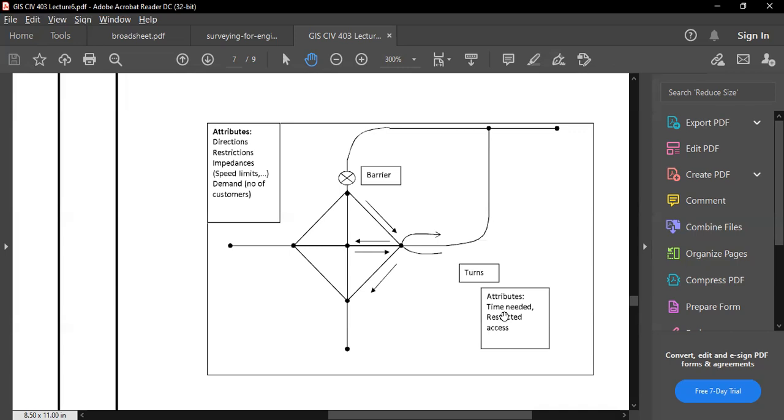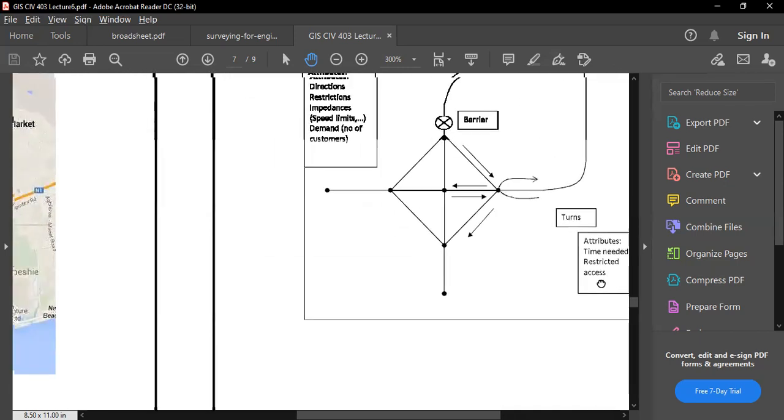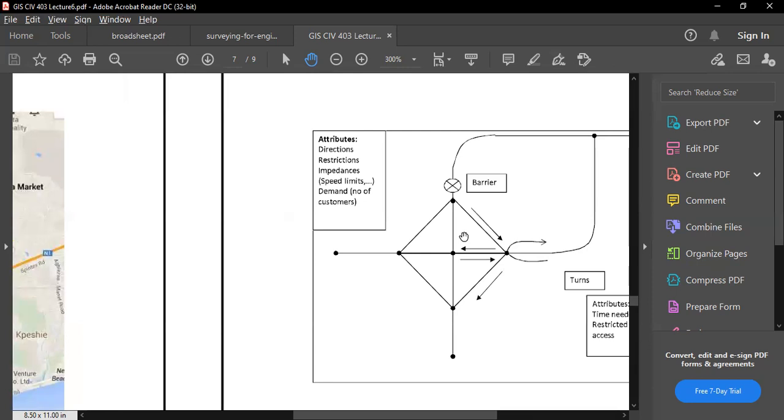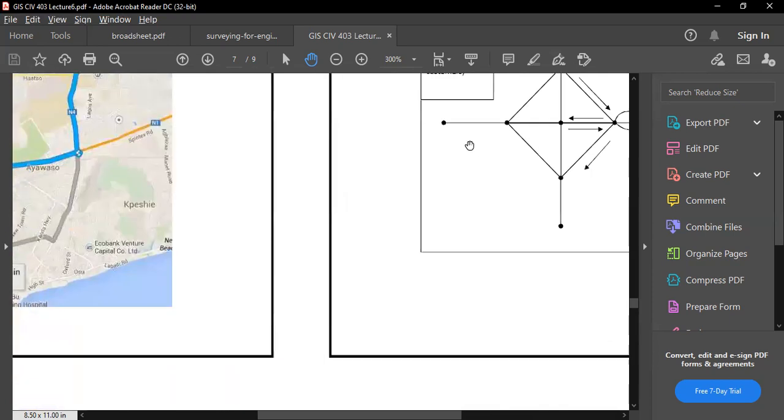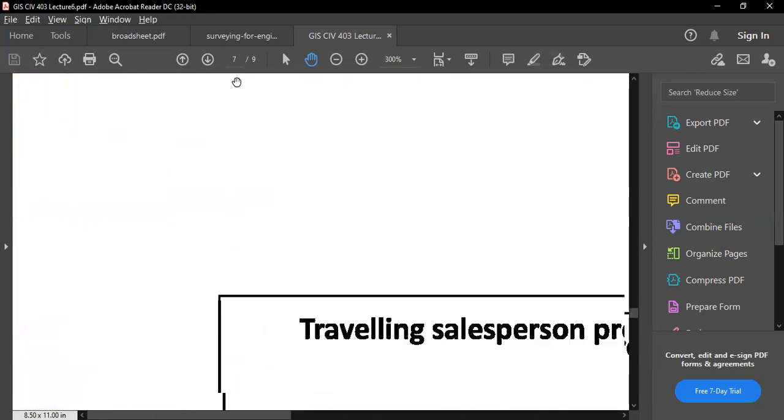If you're supposed to represent the connections, know that when the lecturer, your professor, is talking about connectivity, it is topology. There's nothing else in GIS where someone will talk about connecting the roads. Once the word connection comes, you should just know where the answer is pointing towards. So the attributes, directions, restrictions, impedances, all that should be factored into your network analysis.